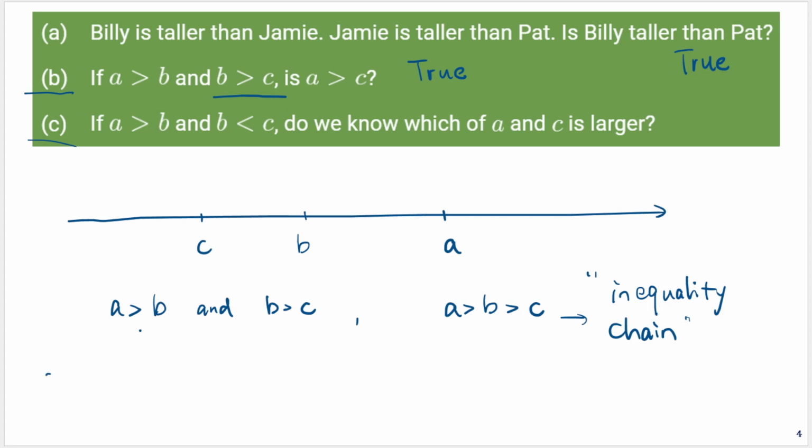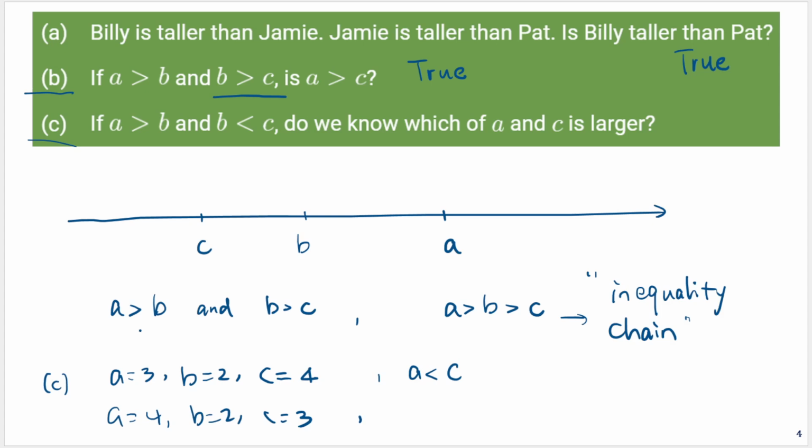For example, in question C, we could let A equal 3, B equal 2, and C equal 4. That means A is larger than B and B is smaller than C, but in that case, A is smaller than C. On the other hand, if we let A equal 4, B equal 2, and C equal 3, this is also possible: A is larger than B, B is smaller than C. But in that case, A is larger than C. So we cannot determine which one is larger, A or C.